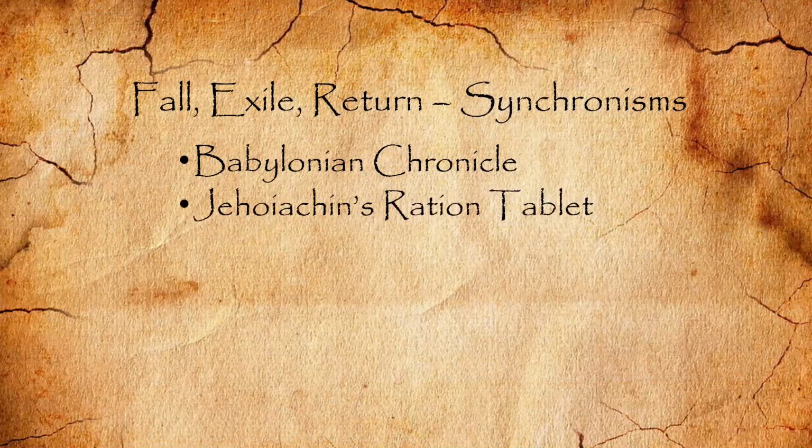So, as promised, let's talk about Jehoiakim and his ration tablet. Again, Jehoiakim was that king who was dethroned, and he was sent to Babylon. And the book of Second Kings, chapter 25, tells us not only was he sent to Babylon, but that he eventually was a part of the king's household, the king of Babylon, and ate at the king's table.